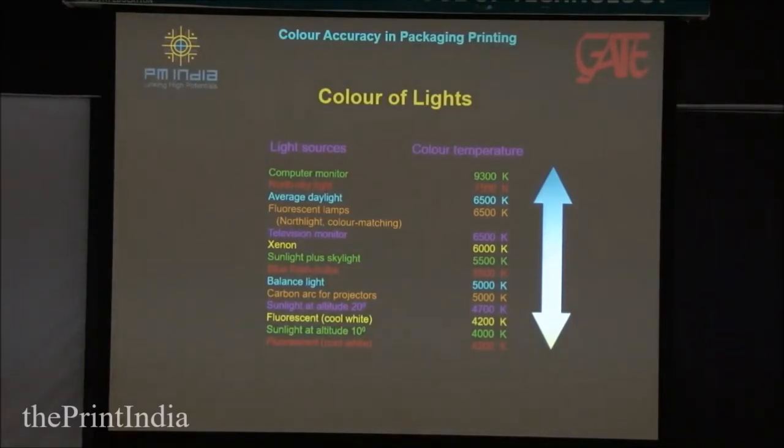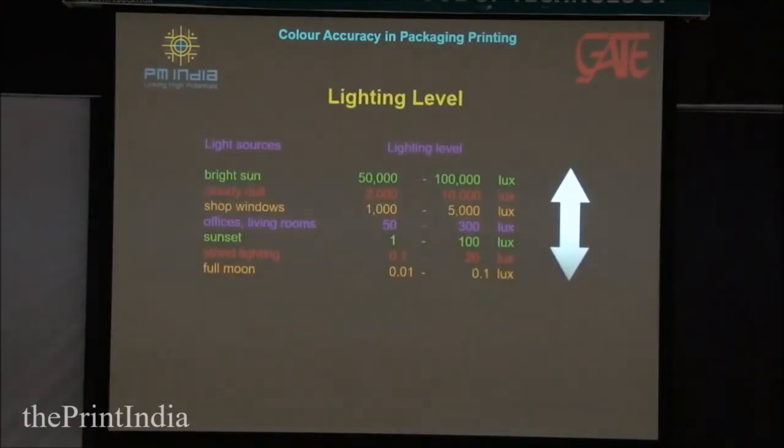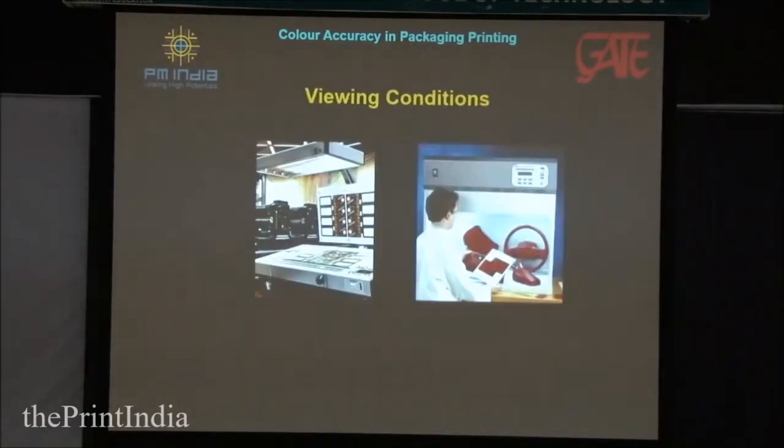We had discussed this earlier, so I will not go through it. Similarly, there is an intensity of light, how much light is falling on. So there is again a wide variety of illumination or intensity, right from bright sun to full moon. You can see the range is very wide. So we need some consistent lighting, consistent viewing both.